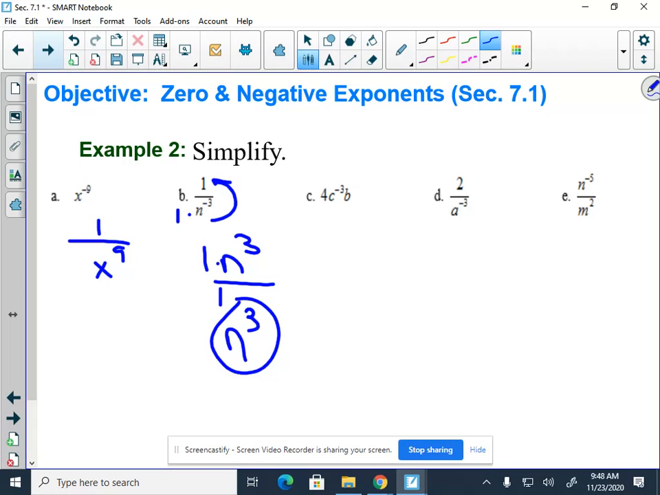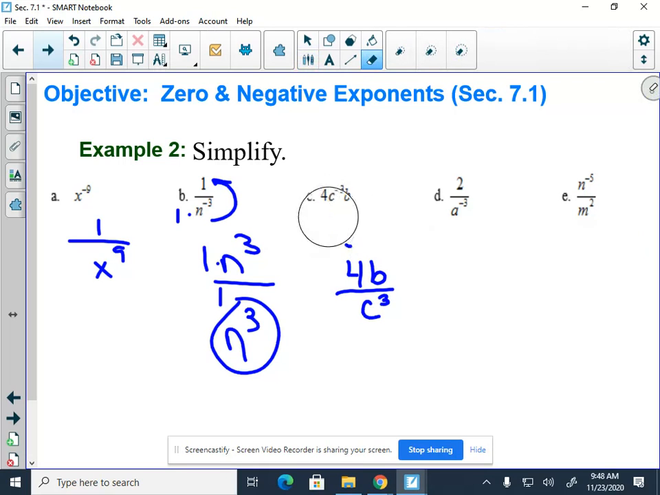This one. Now remember, it could all be put over 1, and sometimes that helps. The only thing we need to move is the c. The c needs to go to the bottom because it has a negative exponent. The b and the 4 don't have negative exponents, so they're not going to move. So this answer is 4b over c to the 3rd. The only thing that moved is the 1 with the negative exponent. It moved to the bottom.